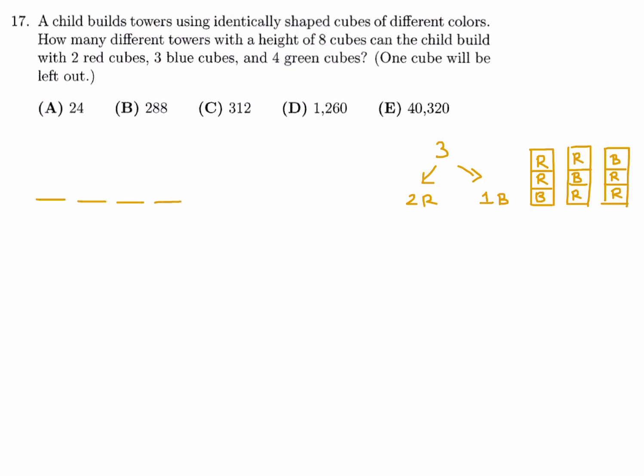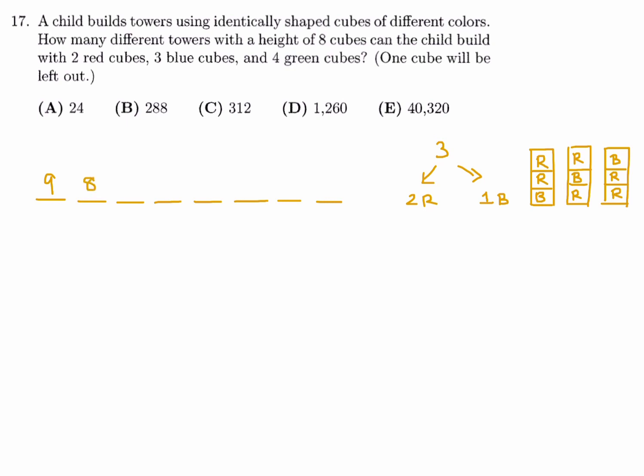So I'll draw 8 spaces here, 1 for each cube. And for the first cube, I've got 9 possible choices, right? There's 2, 3, and 4. So there's 9 cubes altogether that I can choose from. So I've got 9 choices for the first of those 8 cubes in the tower.